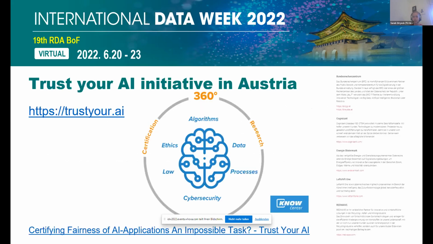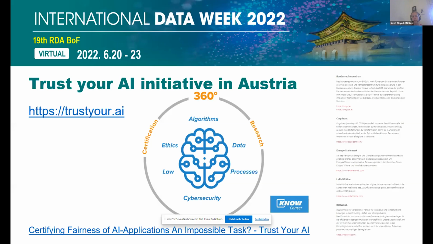And in the end, I just wanted to point out that we in Austria, so as I mentioned, I'm at Graz University of Technology, and we have there a competence center, which is called the KNOW Center. And we are trying to develop such case studies together with different stakeholders.